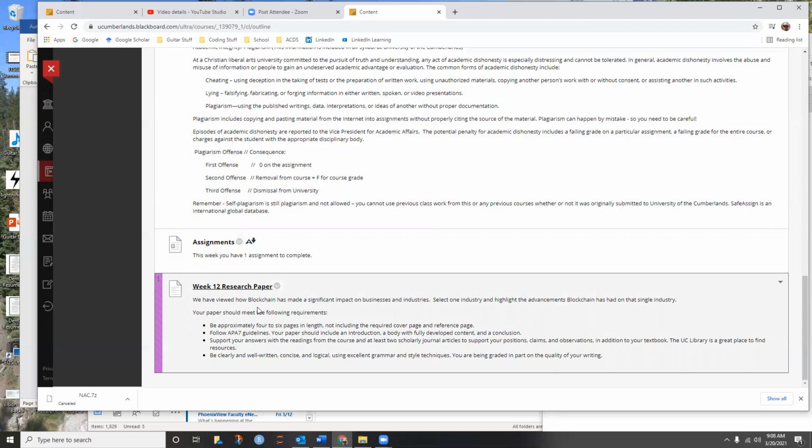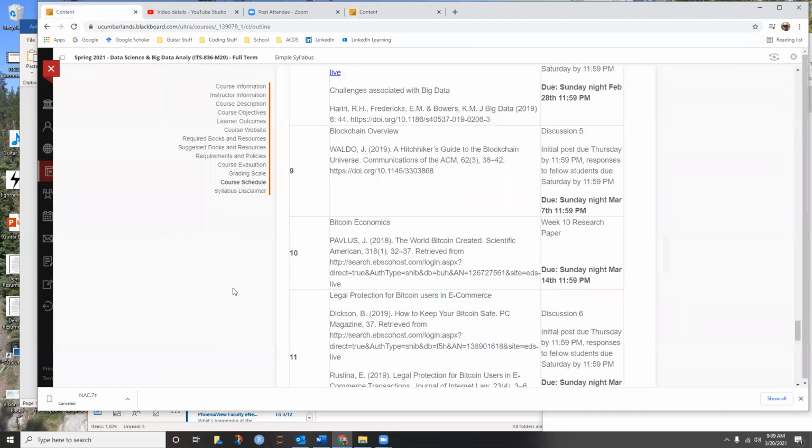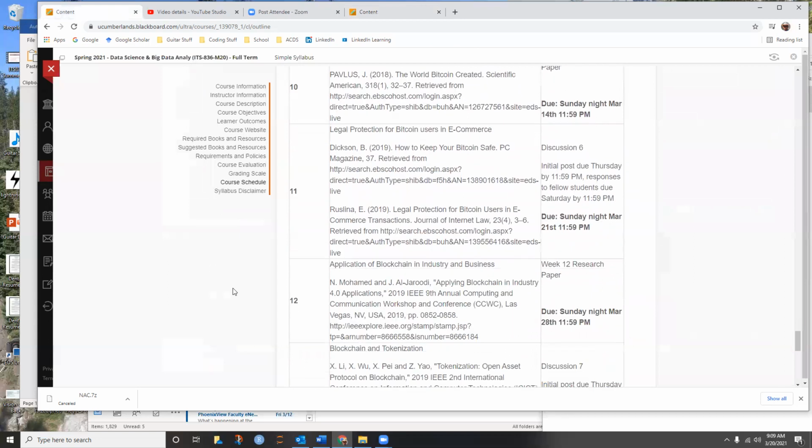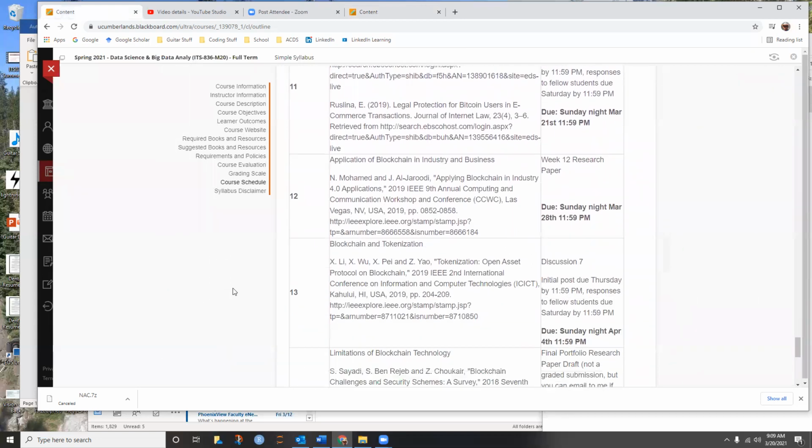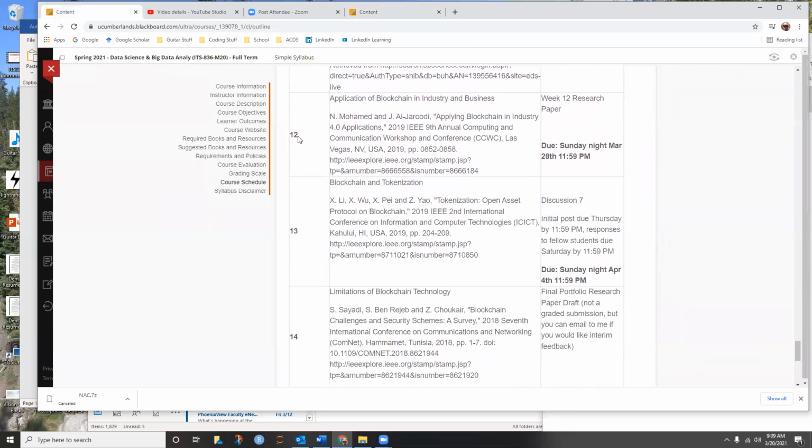But in just 3 weeks, I want to pop over here to the syllabus. Here we are in week 12, application of blockchain in industry and business. So that's going to be due next weekend on the 28th.